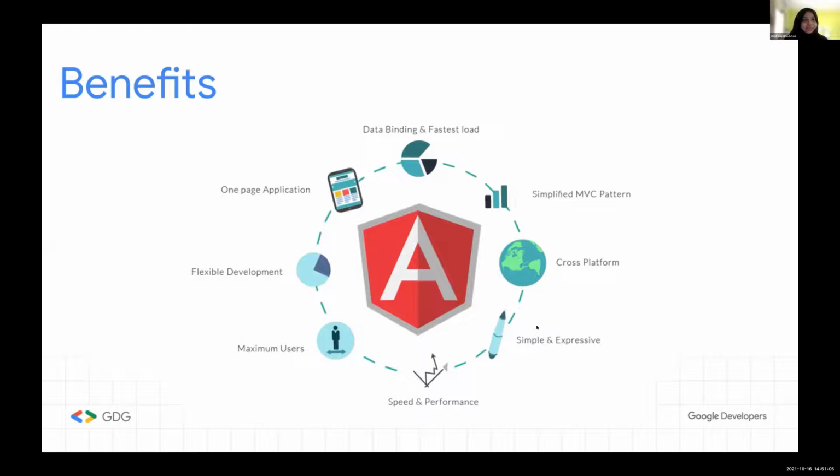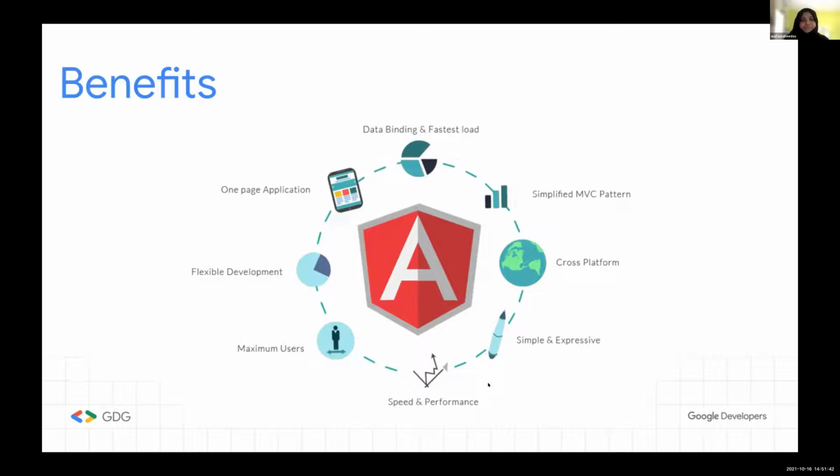Just like dynamic and imperative programming. Dynamic is where you don't have to tell explicitly everything, whereas imperative is where you have to tell everything. With Angular, it's a smooth line between both. So it's simple and expressive to use, and in terms of speed and performance, it's already more optimized. And in terms of user base, it has the maximum user base, in case you're stuck with anything.